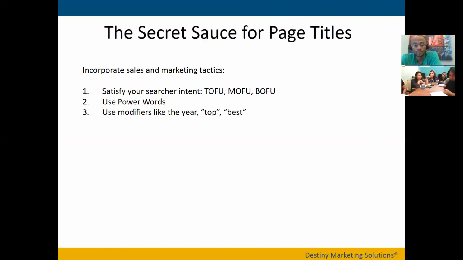So number 3, good secret sauce for page titles. You want to use modifiers like the year, top, best. So going back to Jarek's example with the photography website, a good modifier to use would be, these are the 7 best ways to take better photographs. So very simple, but when someone sees the word best, it's like their eyes light up. They're going to be more interested in reading what you have to say.